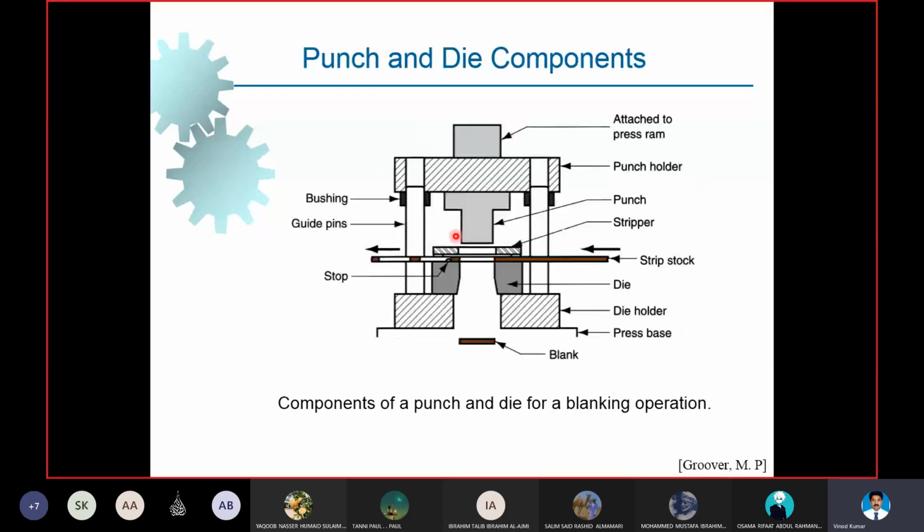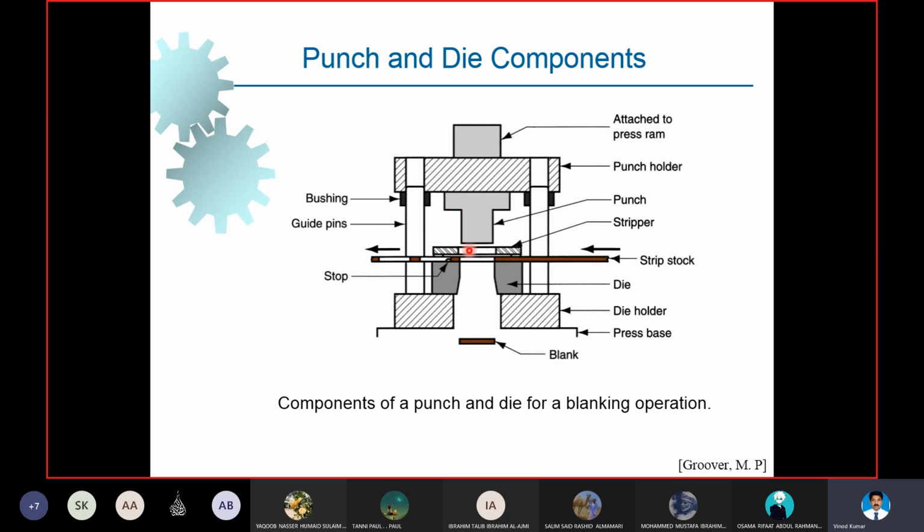Dies for drawing. What are the dies used for the drawing process? The dies used are punch and die combinations, given here. You can see the punch and die here, and as the punch descends, the operation proceeds. Actually, this is a punch and die required for a blanking operation, not for a drawing operation. The stock material will be moved from right to left once the process is over.